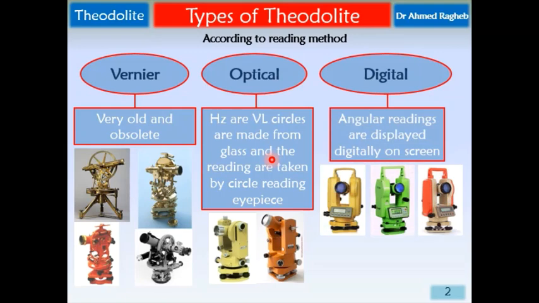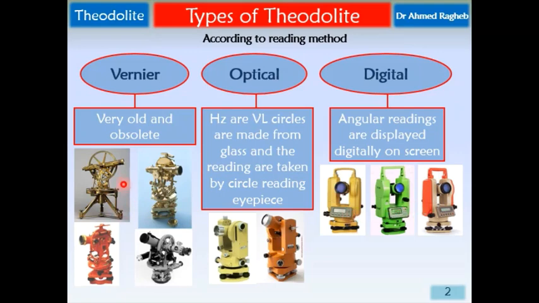Most common, most popular is the digital theodolite. It is the easiest and most common theodolite. Of course, it is the most expensive due to the more modern technology. The readings of the horizontal and vertical circle are transformed on screen. So you get HCR, horizontal circle reading, or VCR, vertical circle readings, directly on screen.